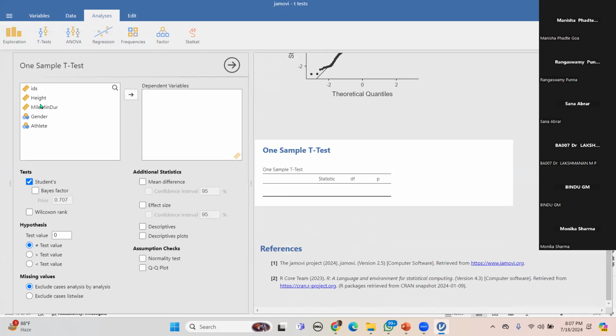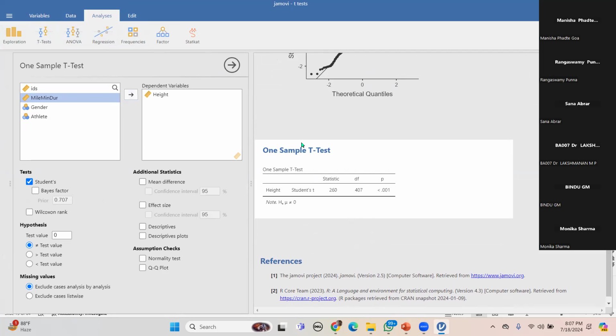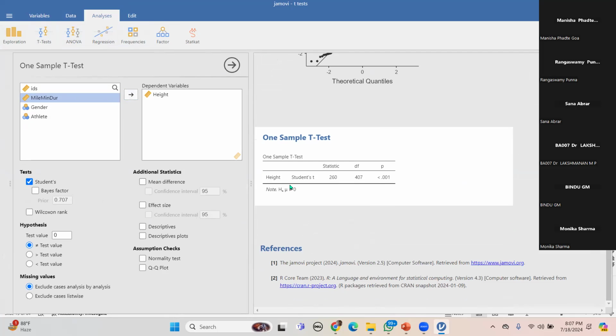Now, which variable are you taking? As per our hypothesis, we are going to test with the height. Select the height and put it under dependent variable. Now, here we got the result. Next one, this is the descriptive statistics. We have got the one sample t-test.